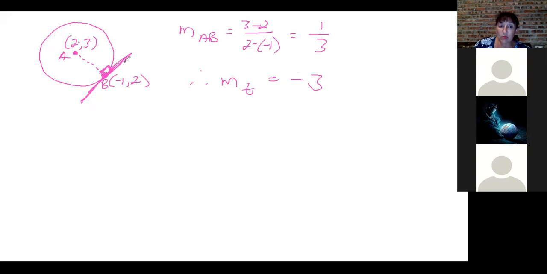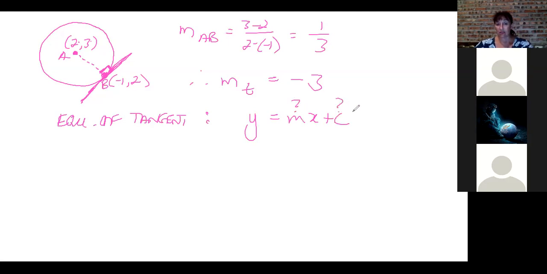That, of course, enables me to find the equation of the tangent. Tangent is a line. So I'm trying to find y equals mx plus c, where I need to find a value for m and a value for c. And I have the gradient of the tangent. Okay, it's minus 3. So I'm allowed to put it into the m.